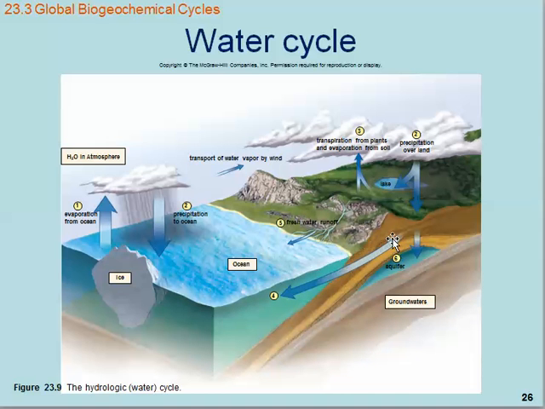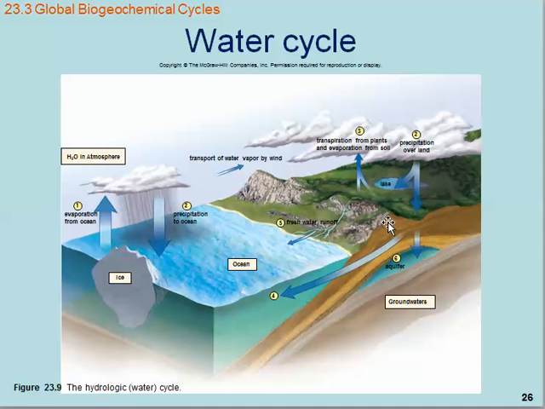Now, how do humans impact the water cycle? Well, in a lot of ways. We intercept groundwater and pump it out in wells and use it. We ship it off to different locations. We might bottle it, take it out of the ground and bottle it and send it all over the planet.